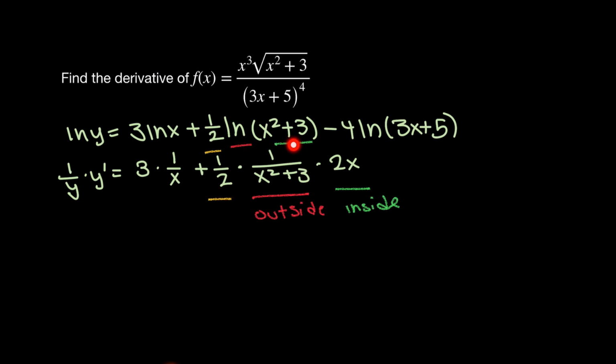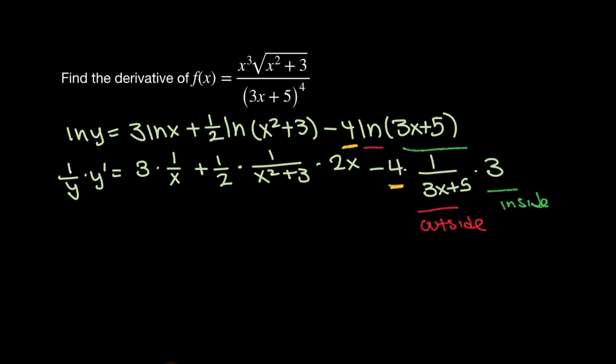And then natural log of x squared plus 3, that's a chain rule problem. The derivative of the outside function, the natural log, is going to give me 1 over x squared plus 3. And then I have to multiply by the derivative of the inside. The inside is this x squared plus 3. That has a derivative of 2x.